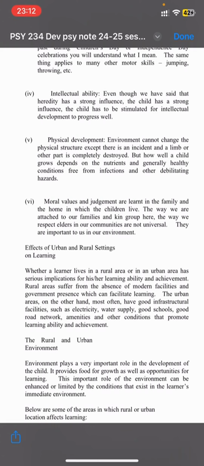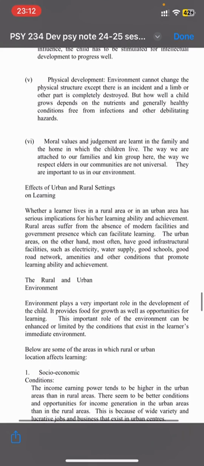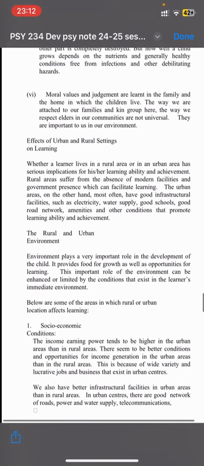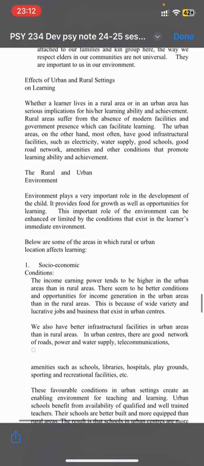All right. Effect of urban and rural settings on learning. So now this part is solely talking about, in the urban areas you learn this, in the rural areas you learn this. Now the rural and urban environment. The first one is socio-economic conditions.